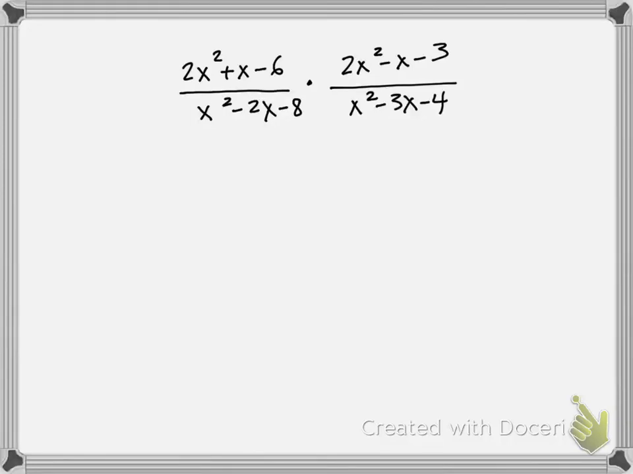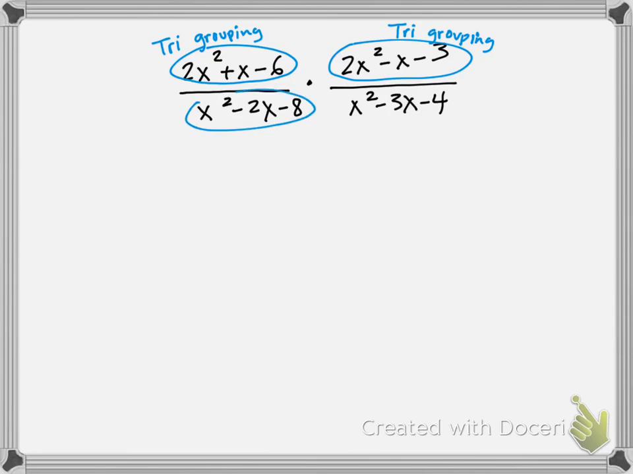So we're going to be multiplying these two rational expressions together, and I'm going to check to see if any numerator or denominator can be factored. If I look at this numerator, I'm going to check for a trinomials method, but this will require grouping because of the 2 in the front, as well as this one, trinomials with grouping. And the denominators would just be trinomials, no grouping. So I'm going to check to see if all 4 of these could be factored.